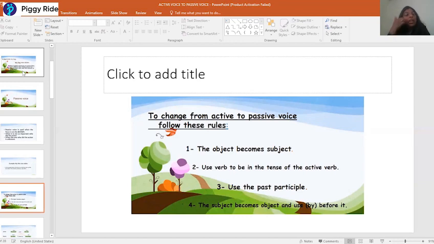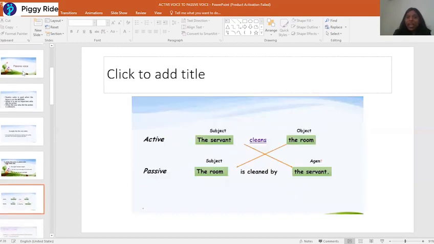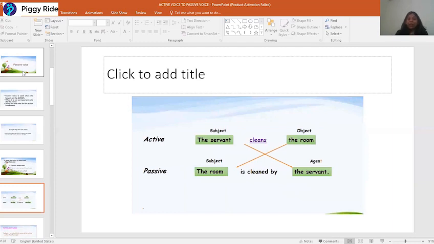Again, I'm explaining. The object is going to become your subject. You need to use verb to be in the tense of the active verb. Use the past participle, and the subject becomes object and use by before it. Okay, I hope it's clear. Now see, active voice, subject. The servant cleans the room. The room is your object. Okay, this is active: The servant cleans the room.